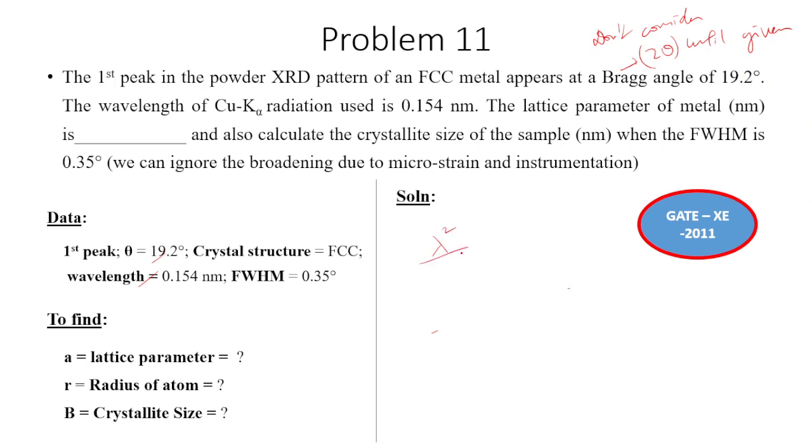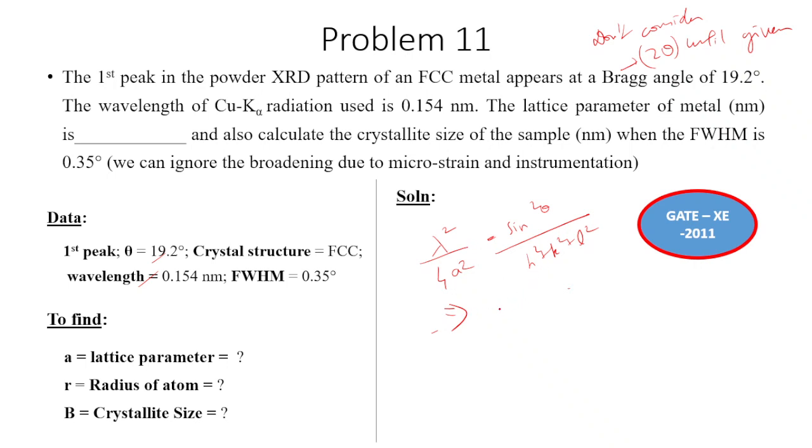You may have come across this, right? Lambda square by 4a square is equal to sine square theta by h square plus k square plus l square. This is the formula that we use. Did anyone get the answer? Abhijit, did you get the answer yet? Doing, sir. Okay, take your time.